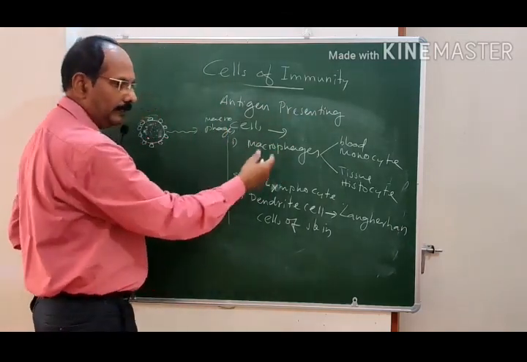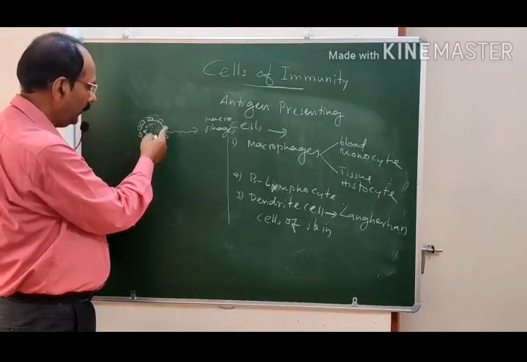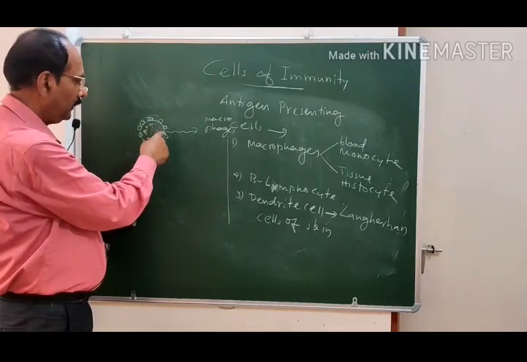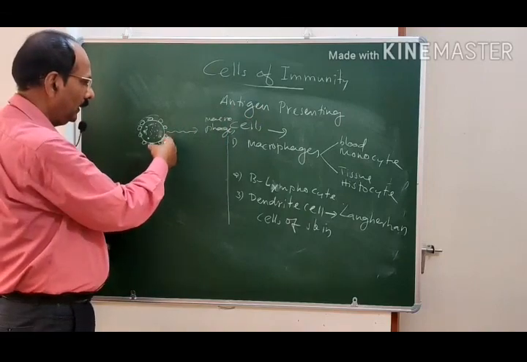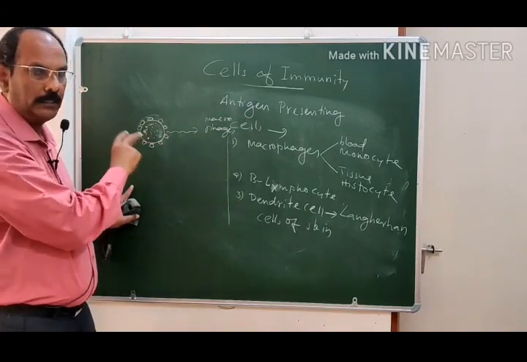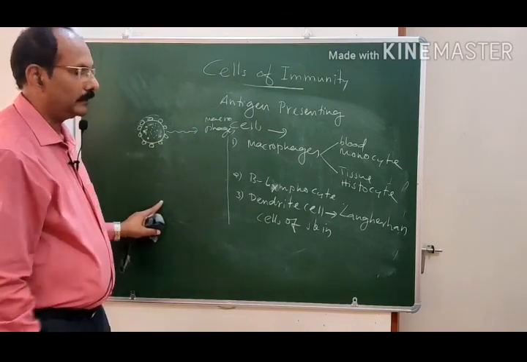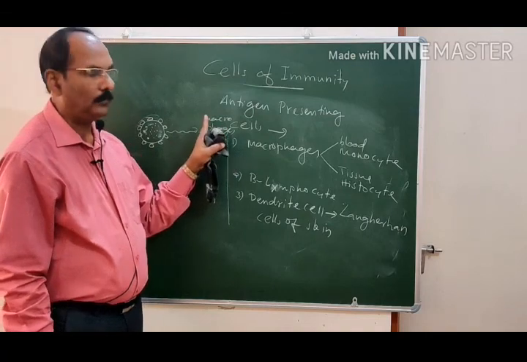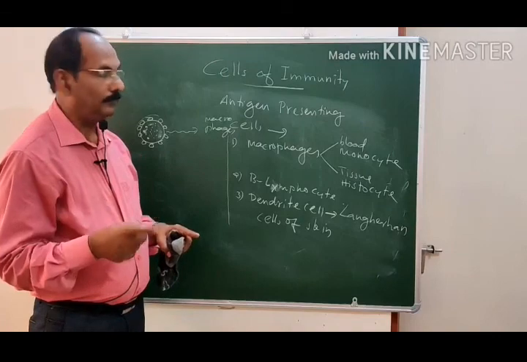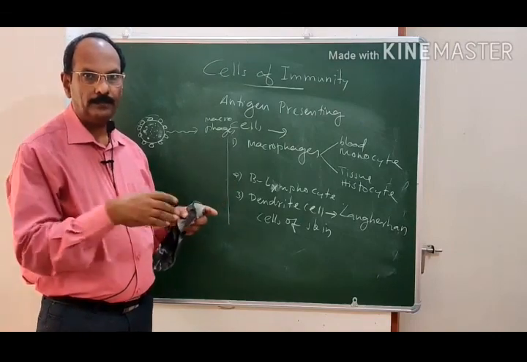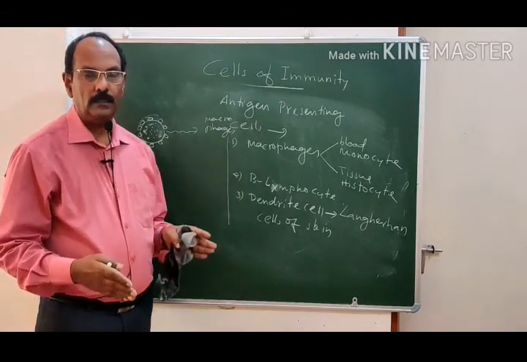Why is it called antigen presenting? Because the microorganisms are taken inside, the antigen is separated and presented around the cell, and then it sends a signal to the phagocytic cells. The phagocytic cell will come, attack and destroy that particular microorganism. So that is the antigen presenting cells. The cells of immunity are of two types: lymphocytes, which are T lymphocyte and B lymphocyte, and antigen presenting cells. So that is all about the cells of the immunity.